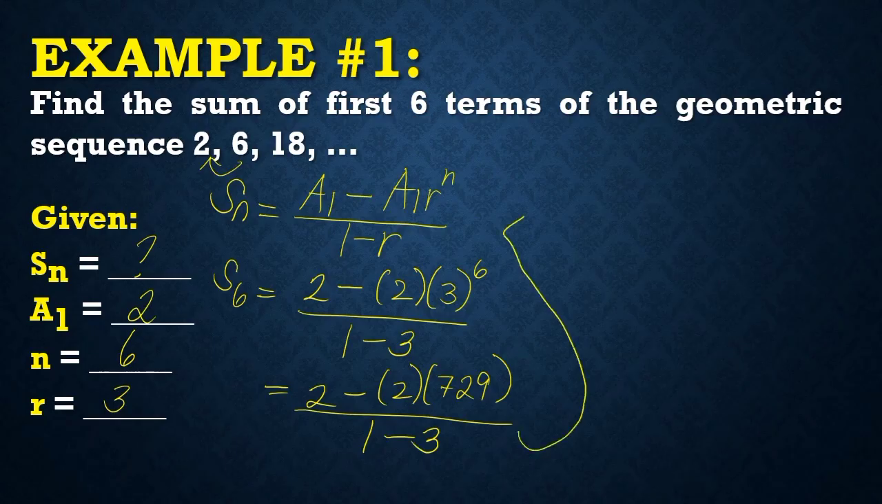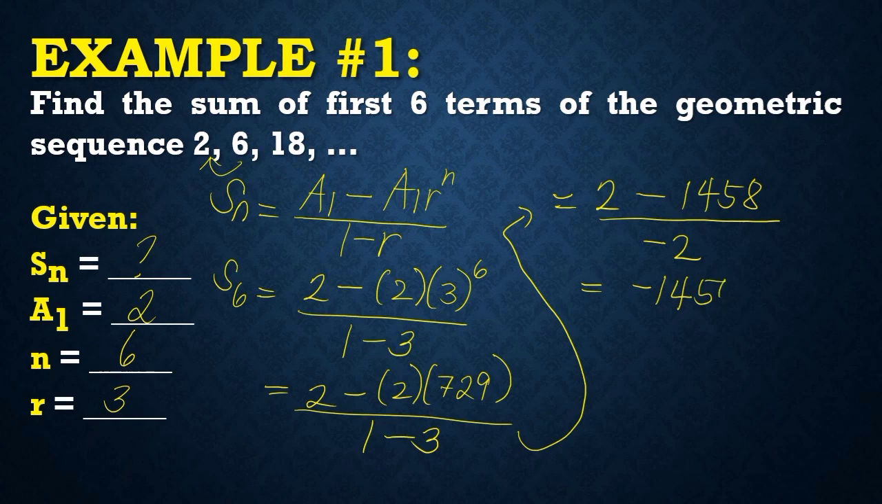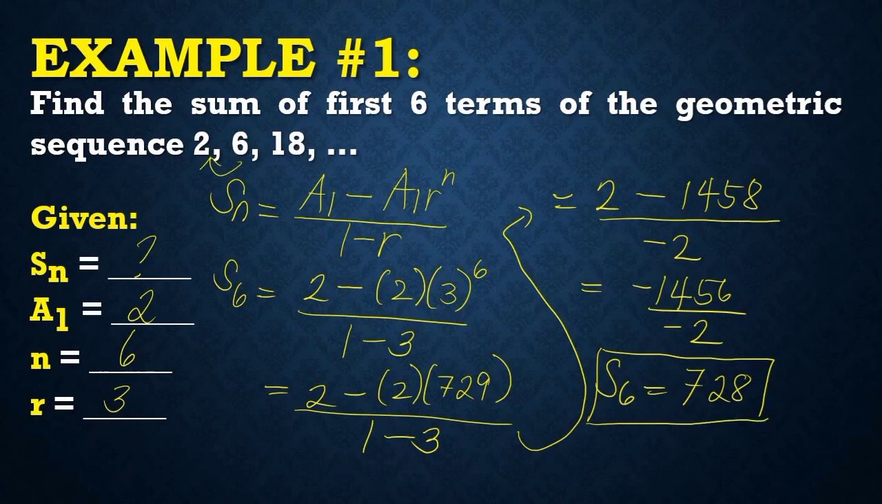Then, rewrite lang natin. So, ang product ng 2 tsaka 729 ay 1,458. And then, 1 minus 3, that is negative 2. So, kapag sinubtract natin yung 2 tsaka yung 1,458, ang sagot is negative 1,456, all over negative 2. So, S sub 6 is equal to negative 1,456 divided by negative 2, that is 728. So, yung sum po ng first 6 terms ng ating sequence ay 728.